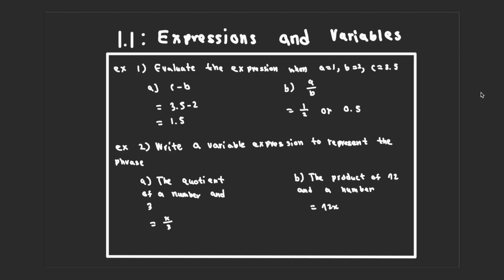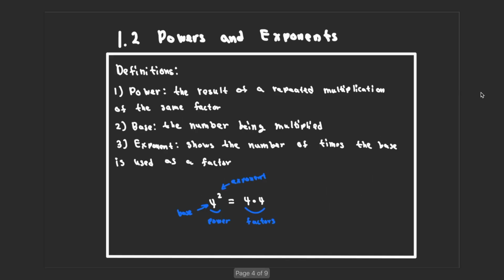Second, 1.2, powers and exponents. Like we did for 1.1, let's cover some definitions before jumping into example problems. They are power, base, and exponents. Power is the result of a repeated multiplication of the same factor. Base is the number being multiplied. An exponent shows the number of times the base is used as a factor.